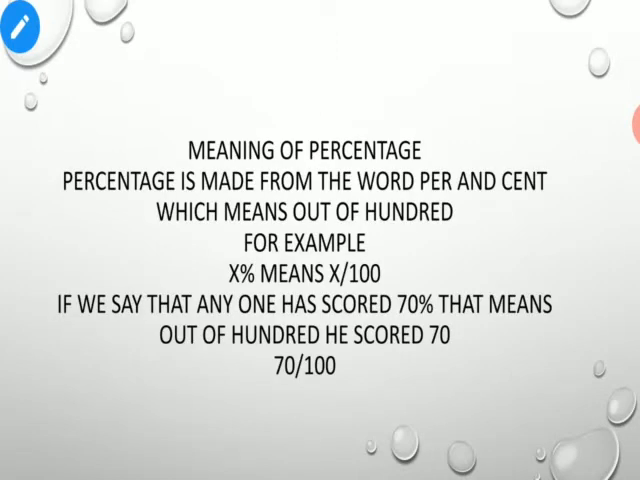The meaning of percentage. Percentage is made from the words per and cent, which means out of 100. Here per means out and cent means 100. So, out of 100. For example, if x% is given to you, that means out of 100, x is the score. Or if we say that anyone has scored 70%, that means out of 100, he scored 70, which can be simply written as 70 upon 100.